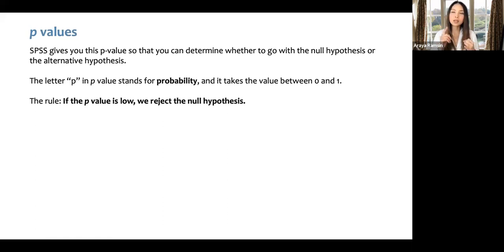Okay, so when the P is low, the null must go. That means when the p-value is low, the null hypothesis will be rejected. Okay, so that's what it means. The P is low, the null must go.